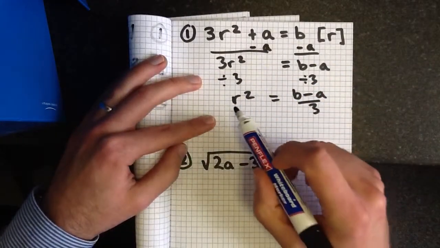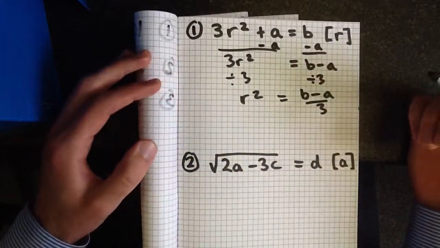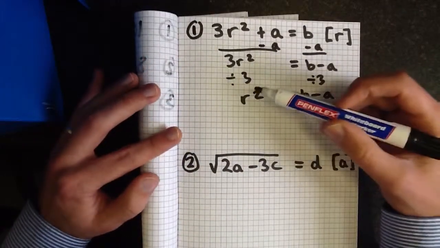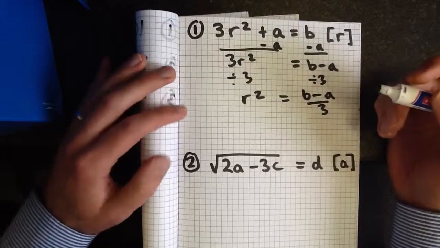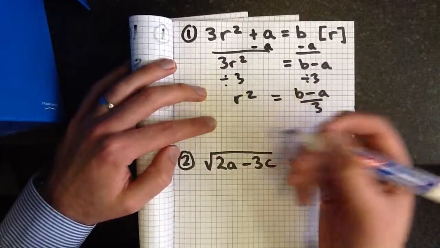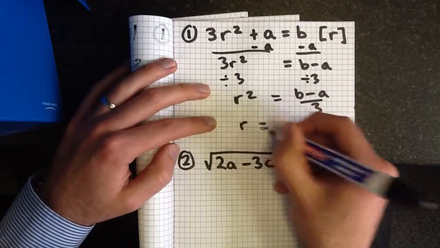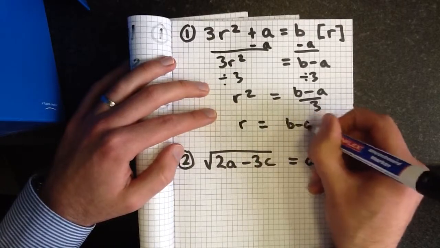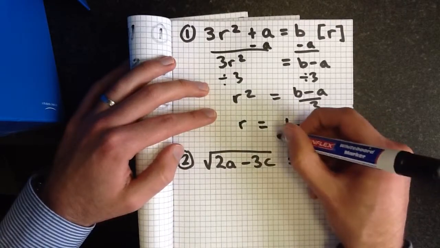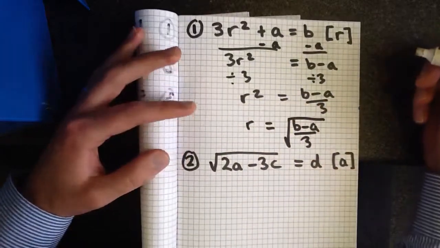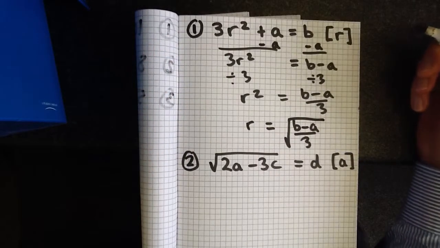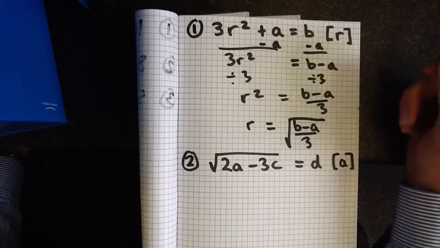And then I've got r squared. Well, the inverse, the opposite of squaring, is square rooting both sides. So I'm going to square root both sides, which leaves me with r equals b minus a divided by 3, and then we square root the whole lot. So r equals the square root of b minus a over 3.